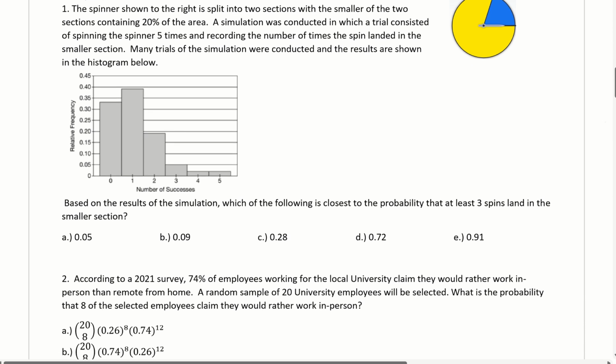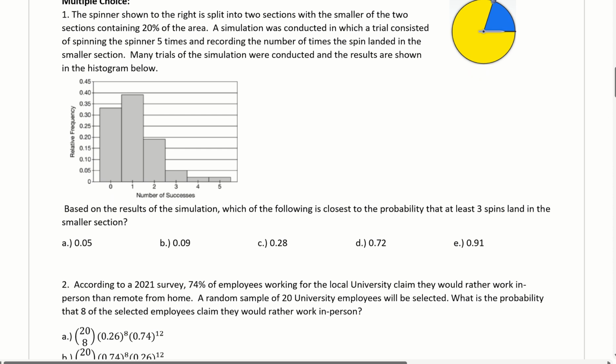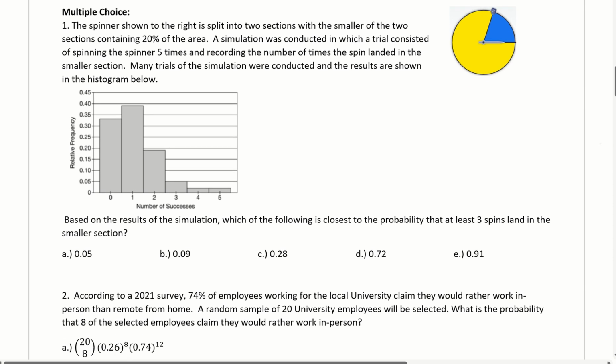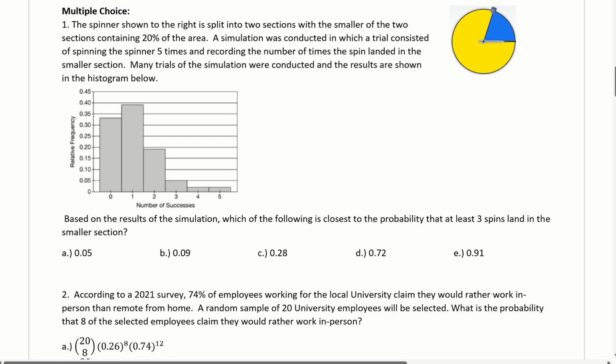Let's look at the first question here. The spinner shown to the right is split into two sections, with the smaller of the two containing 20% of the area. A simulation was conducted in which a trial consisted of spinning the spinner 5 times, recording the number of times it landed in the smaller section. Many trials of the simulation were conducted, and the results are shown in the histogram below.